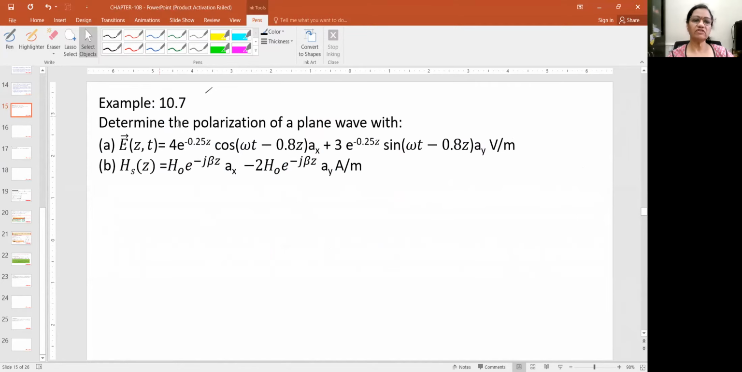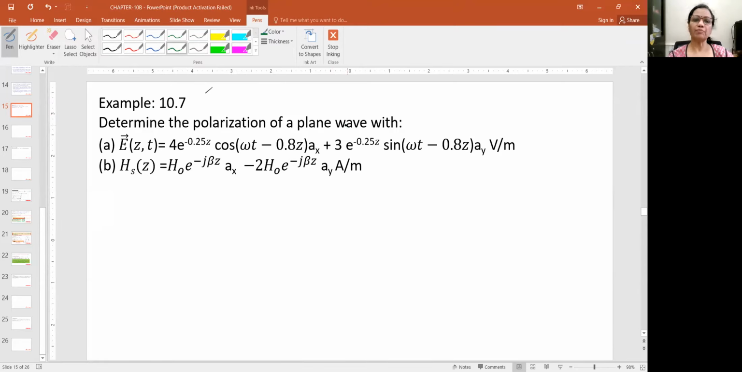So what is given here is: determine the polarization of a plane wave. I hope you know it's a plane wave. A plane wave is something where the wave is traveling in one direction. It's not spreading out. Okay. Or the source is at a very, very far off point.